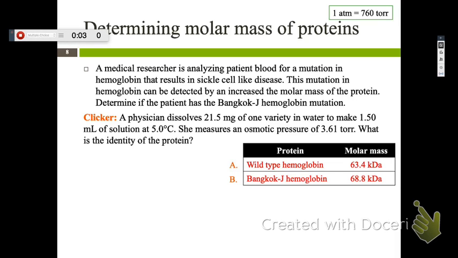So let's see how you can use colligative properties to identify a substance. Take a minute, read through this, and see if you have any specific questions. I'll wait 1 minute before I answer any of those. And this is question number 5 on your worksheet.